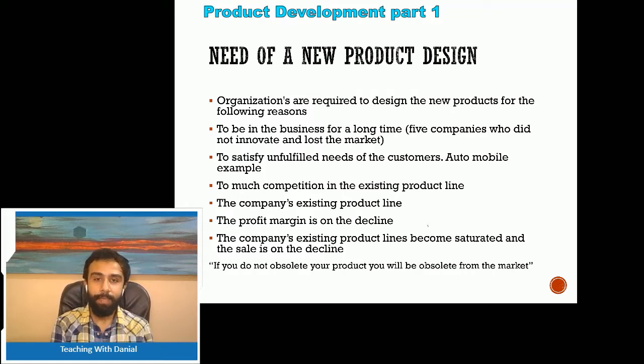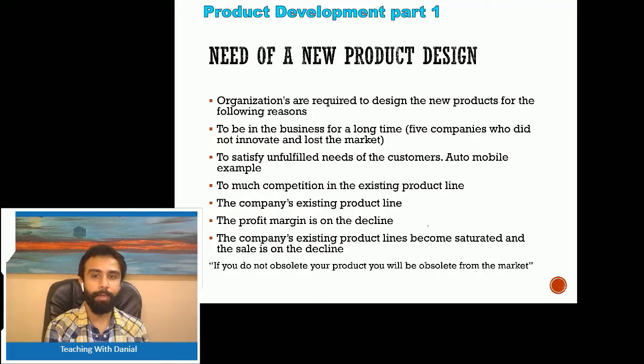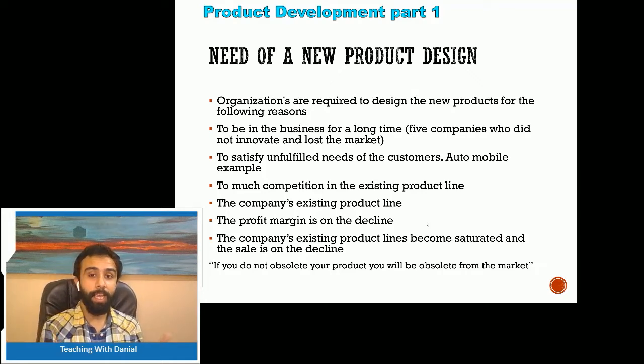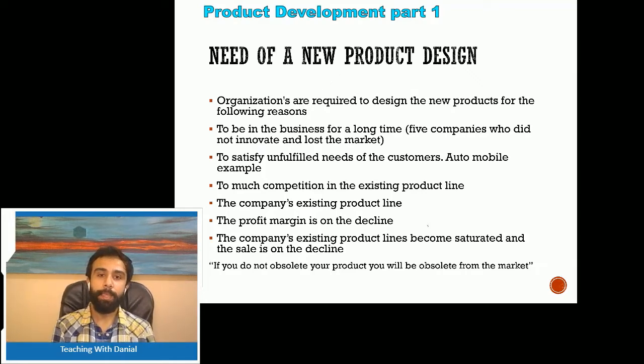Okay, so now coming to the next point. It says too much competition in the existing product line. As I've explained in my Lay's example, if 10 competitors come into the market with the same product, you lose your market share. So too much competition is an area where you really have to develop your new product.